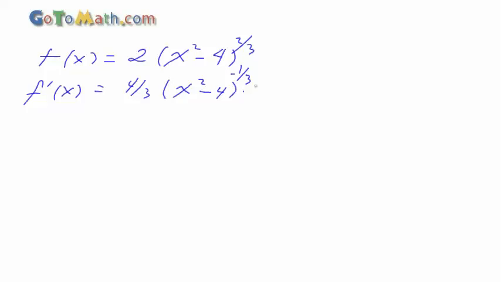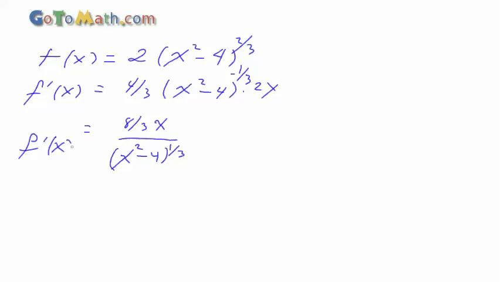Take the derivative of the outside, chain it out, you get 2x. Okay. Now I'm going to go ahead and rewrite this. This is going to end up being 8/3 x over x squared minus 4. We want to write this with positive exponents. That means we'll have to take it down into the denominator, and because we're going to be taking the derivative again, that's what we'll want to do. So we end up with f double prime of x.